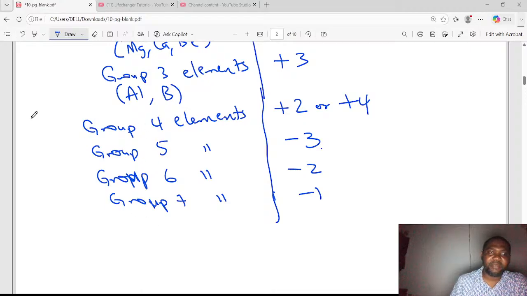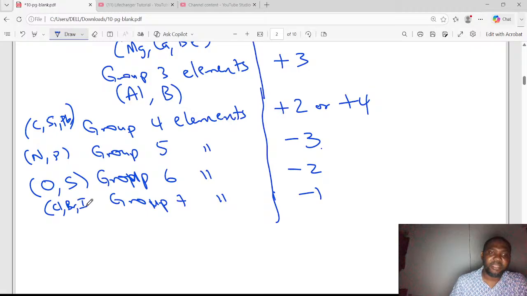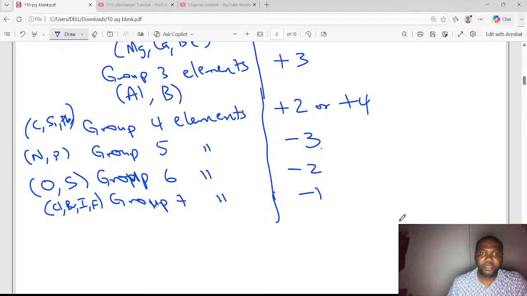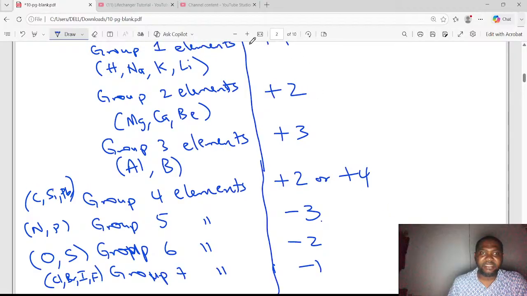Group 4 elements are things like carbon, silicon, lead. These are the important ones. Group 5 elements are nitrogen and phosphorus. Group 6 elements are oxygen and sulfur. Group 7 elements, things like chlorine, bromine, iodine, fluorine. All of them are group 7 elements. Their valencies are -1. Okay, so these are valencies of elements.